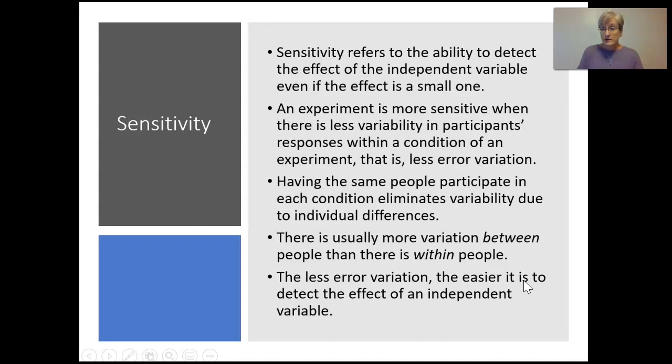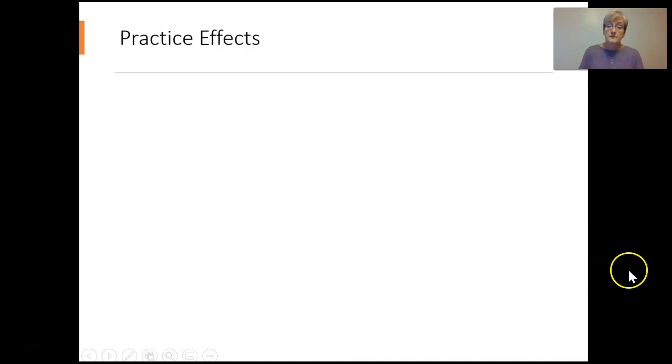Having that source of error, you have to set the bar higher for saying that you have a significant difference between groups. Since you don't have that with a repeated measures design, you can declare a smaller difference significant when you wouldn't be able to in a between subjects design.